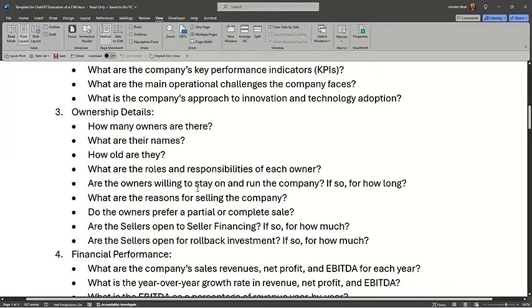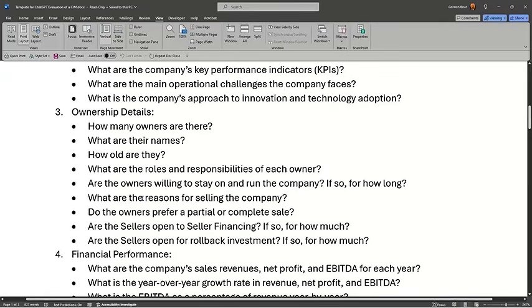What are the roles and responsibilities of each owner? This is important for you to know because you want to know who's key to this company, who's doing the important functions, who's responsible for sales, who's responsible for production, who does the quality control and makes sure that the products it turns out are quality products. You want to know all the different areas that the owners are responsible for, because if you have to replace the owner, you want to know you can do that by what they do. If the owner doesn't do it and the company has other people who do, that's something you want to know. You don't have to do it because other people are doing it. So what are the roles and responsibilities of each owner? And then the next key question is, are the owners willing to stay on and run the company?